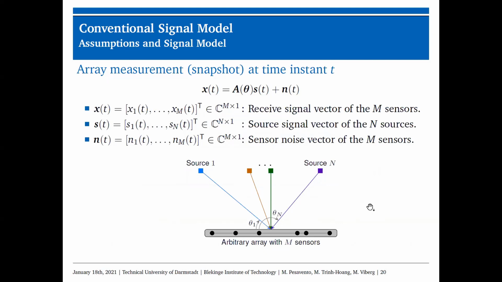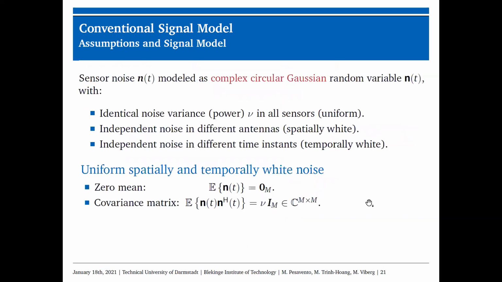So again, looking at the array measurement model, the components of the M vector X of t are the outputs of the respective sensors. The components of the N vector S of t are the waveforms from each signal source. The components of N of t represent the noise in each sensor, and each is sampled at an arbitrary time instant t. When deriving optimal methods and the statistical performance of these, we need to make assumptions about the noise characteristics. And we will here adopt the most commonly used model, which is that N of t is a spatially and temporally white circular Gaussian random vector. Its mean is 0, and the common variance in each sensor output is nu.